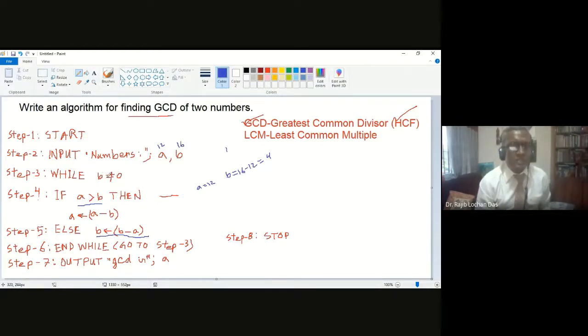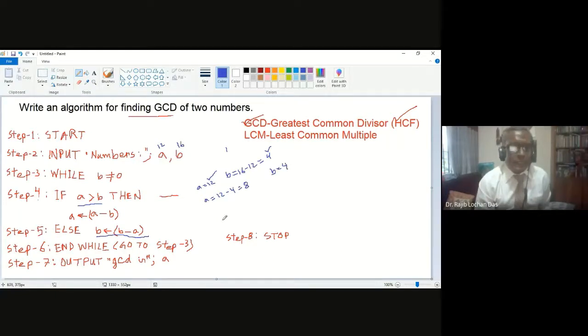Is it 0? No, it is not 0. So it will be in step 4. Step 4 is A greater than B. So is it correct now? Yes, A is greater than B now. So new A will come. What is new A? New A will be 12 minus 4. So it is actually 8. And B is 4. And it will go back again.